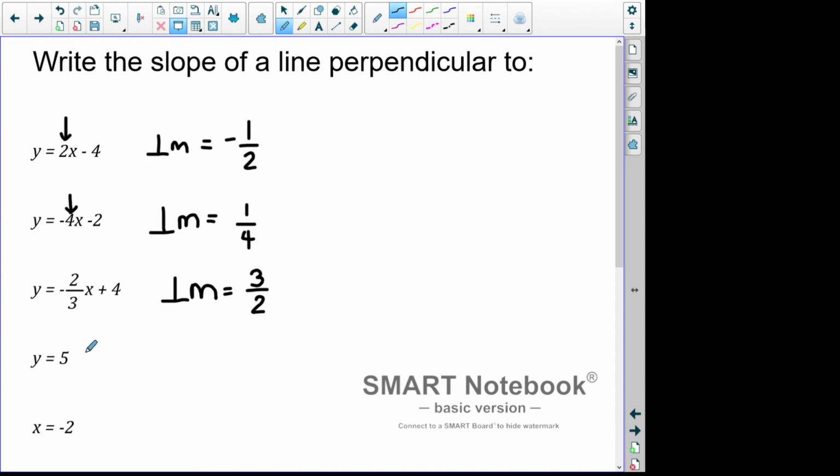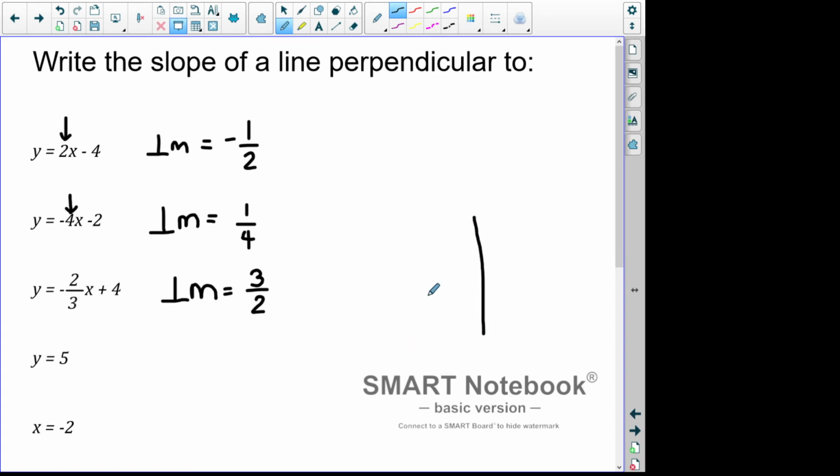Now, this one, the slope of a line that's perpendicular to this, well, there are some issues with this line. It should stand out to us in that it's not in slope-intercept form, and in fact there's no x in it. There are no x values in this. It doesn't matter what my x value is. My y value is always going to be 5.